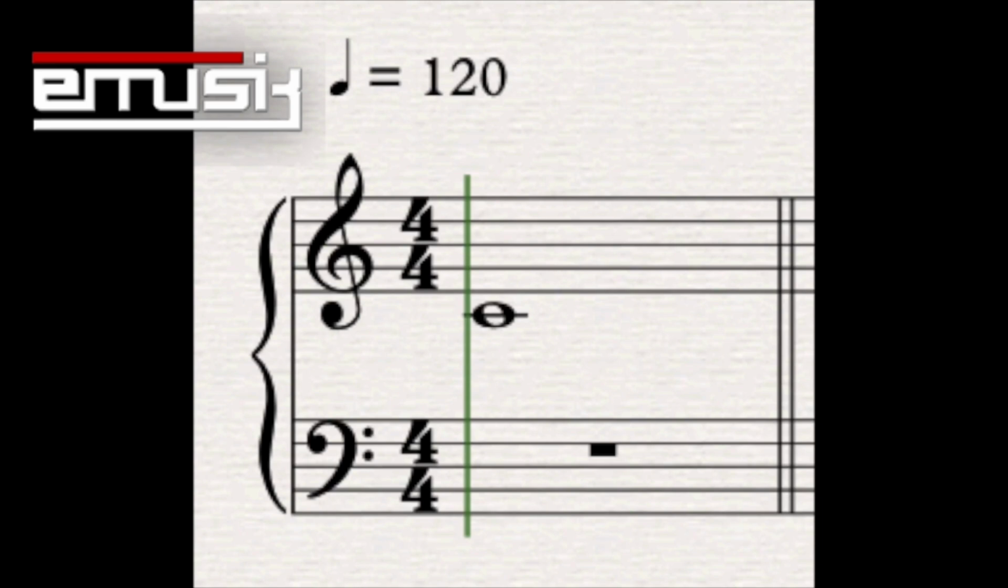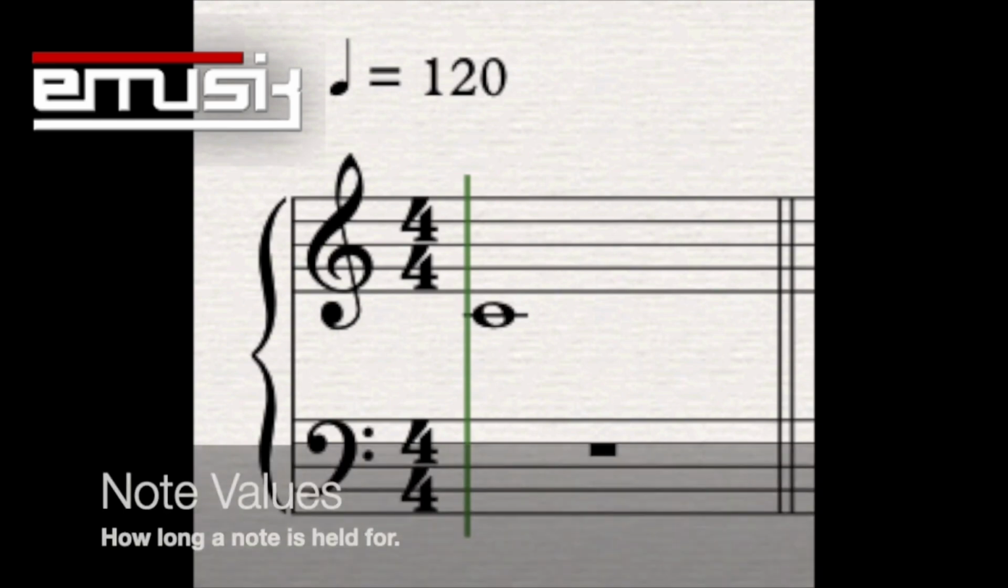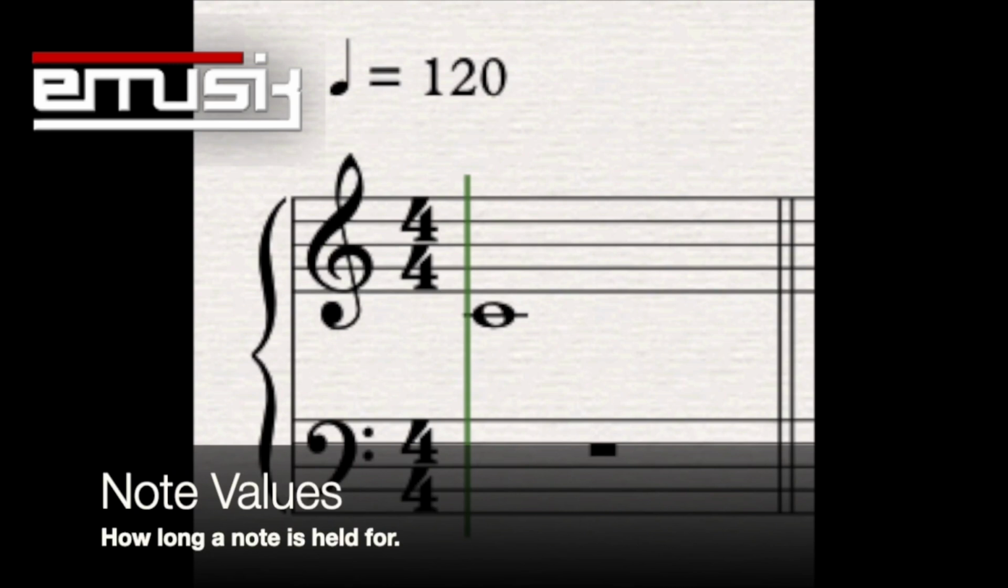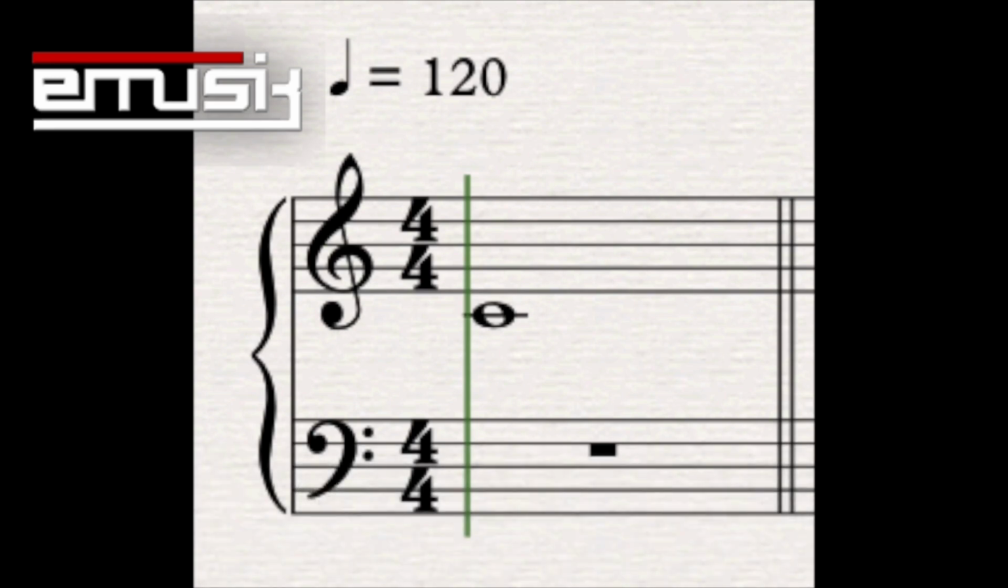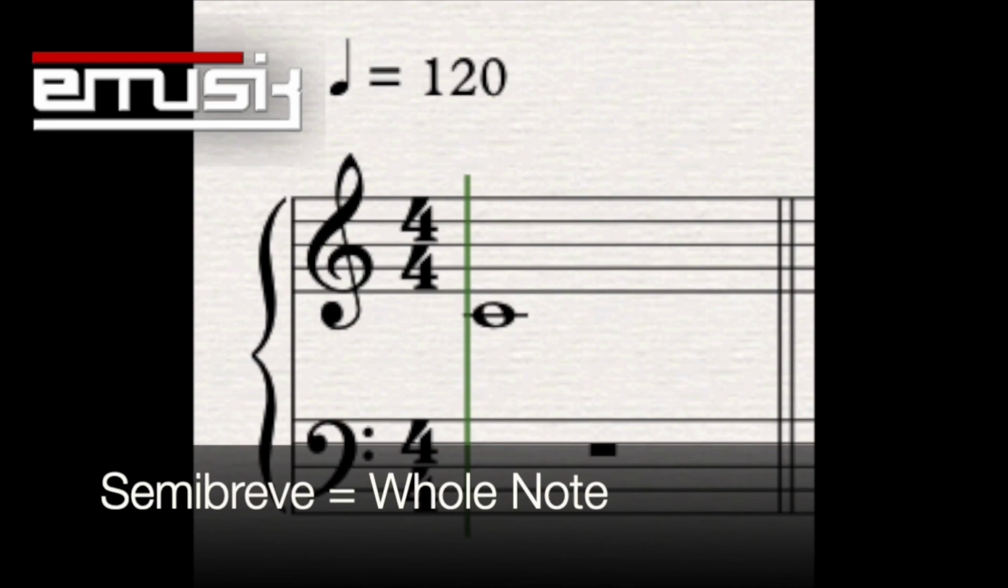Okay, so now we've got our rhythm sorted, let's move on to some notes. So the notes I'm going to show you all have individual note values. So note values are how long we hold a note for. Now this note on the screen at the moment is called a semibreve, okay? And a semibreve is held for 4 beats in this case, so 1 whole bar. And it sounds a little bit like this.